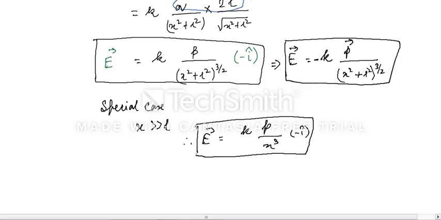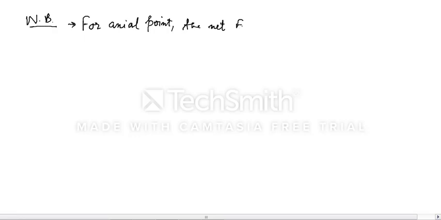So what we have found is, this point is very important. Note number 1, for an axial point, the net electric field is along the dipole moment.